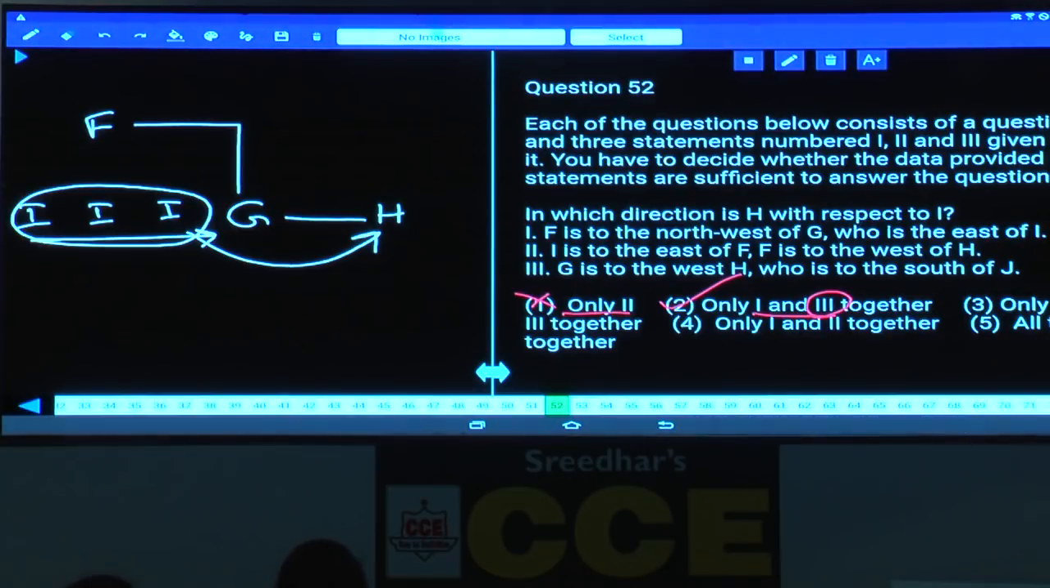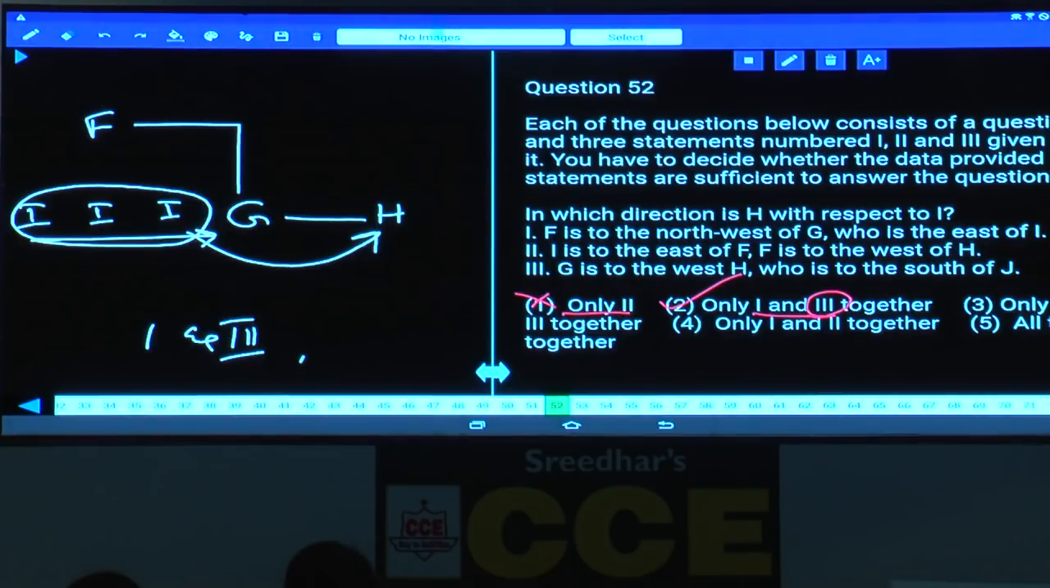Only 2 and 3 is ruled out, only 1 and 2 is ruled out. Then what is your answer here? Only 2 alone is sufficient. Choice 2 is the answer. Clear now? No need to check out the remaining choices because I am getting the answer with only 1 and 3. Is there any choice like a combination of 1 and 3? That combination is not there. As that combination is not there, no need to check out the remaining choices at all.